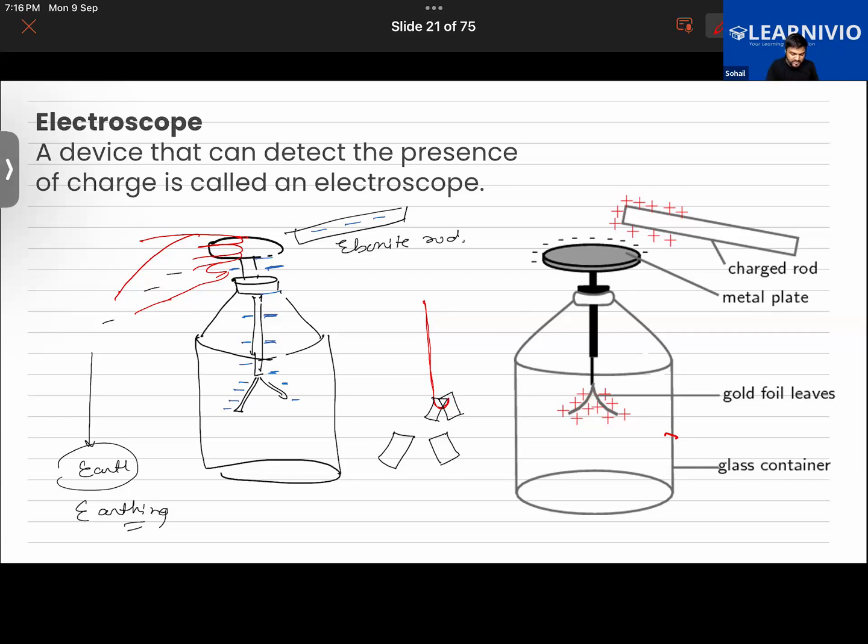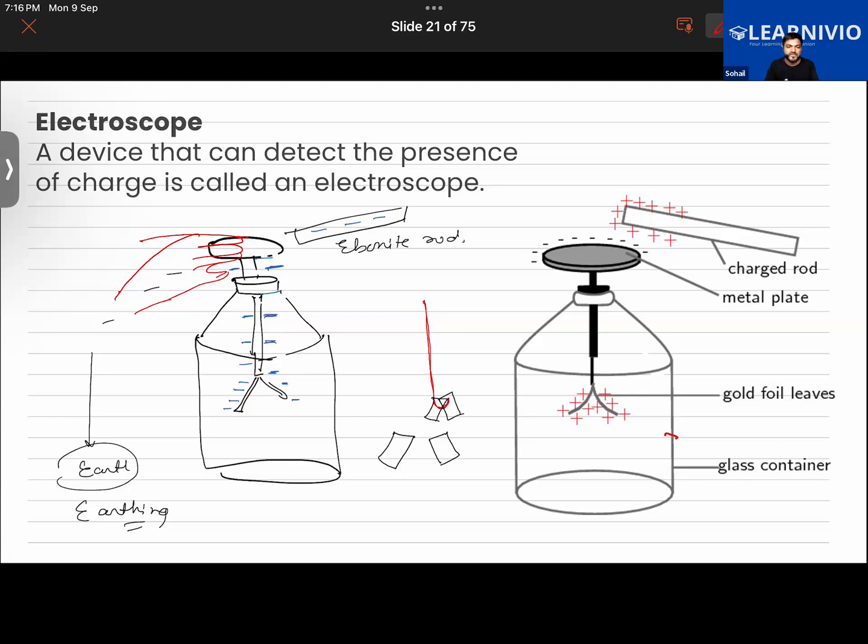Now, when you bring a negatively charged ebonite rod, for example, here, these leaves get repelled from each other. Then also they diverge from each other. But once I touch my hand, what is happening? Now the electrons, the negative charge from this, go via my hand into the earth. This discharging is happening here. And in that case also it will come back to its original position. Okay. So that is how an electroscope works.